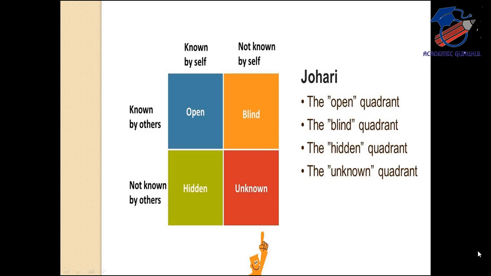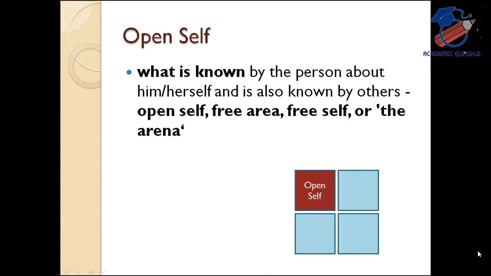A window has panes, P-A-N-E-S. These four panes are there in Johari window also. And these four panes are named open self, blind self, hidden self and unknown self on the basis of how much a person knows about himself and how much others know about that particular person. So the four quadrants or the four panes of this particular Johari window are open quadrant, blind quadrant, hidden quadrant and unknown quadrant. So let us discuss more about these quadrants, what these four quadrants reflect.